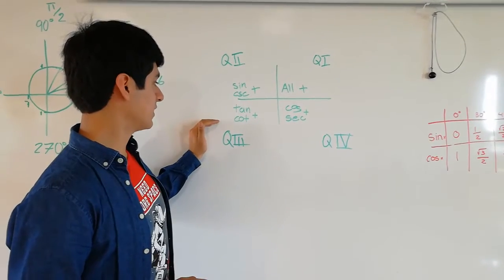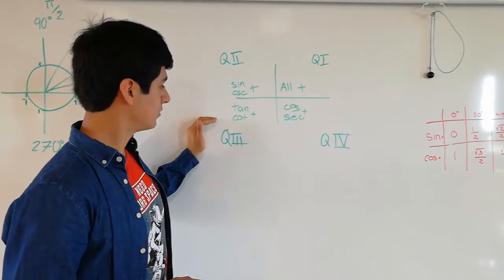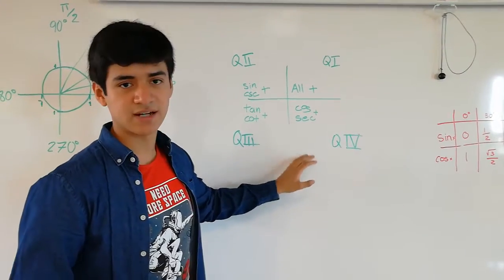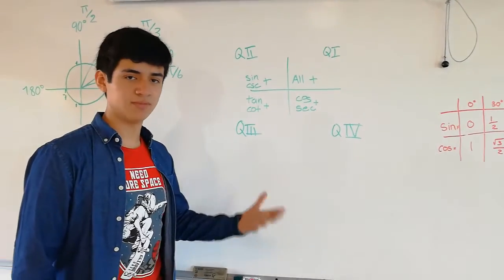Then for the third quadrant, it's tangent and cotangent that are positive. And for the fourth quadrant, it's cosine and secant that are positive. We will find this in the following problems.